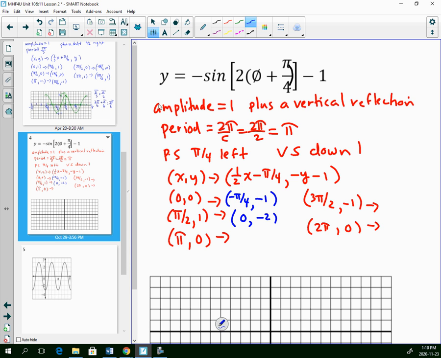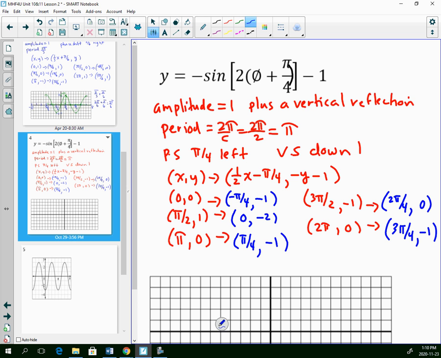Then we have a half of pi is pi over 2, minus pi over 4 is pi over 4, and then -1. And then we have a half of 3 pi over 2 is 3 pi over 4, minus pi over 4 is 2 pi over 4. Or if you want to put pi over 2, that's fine if you reduce it. And then 0. And then a half of 2 pi is pi, minus pi over 4 is 3 pi over 4, and -1.